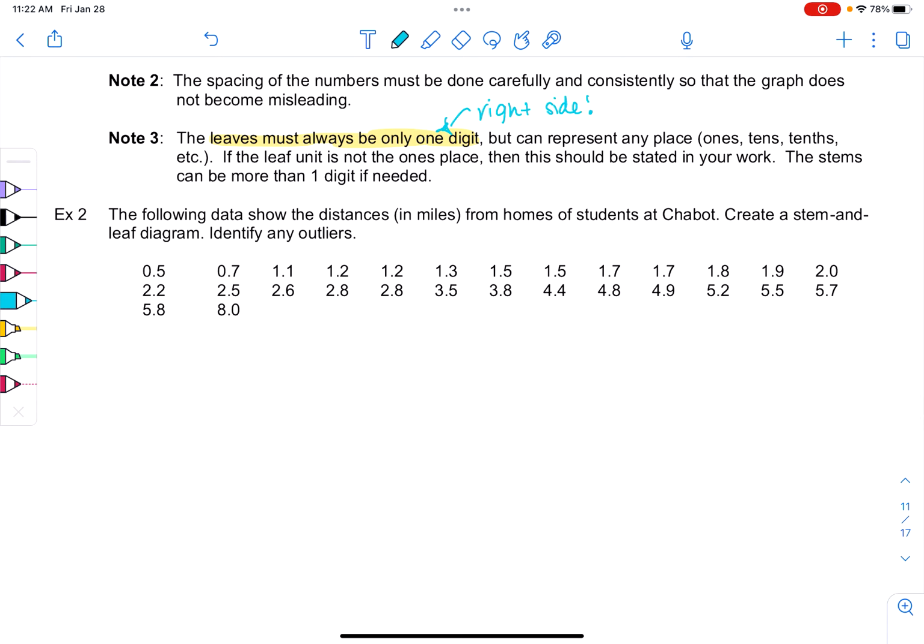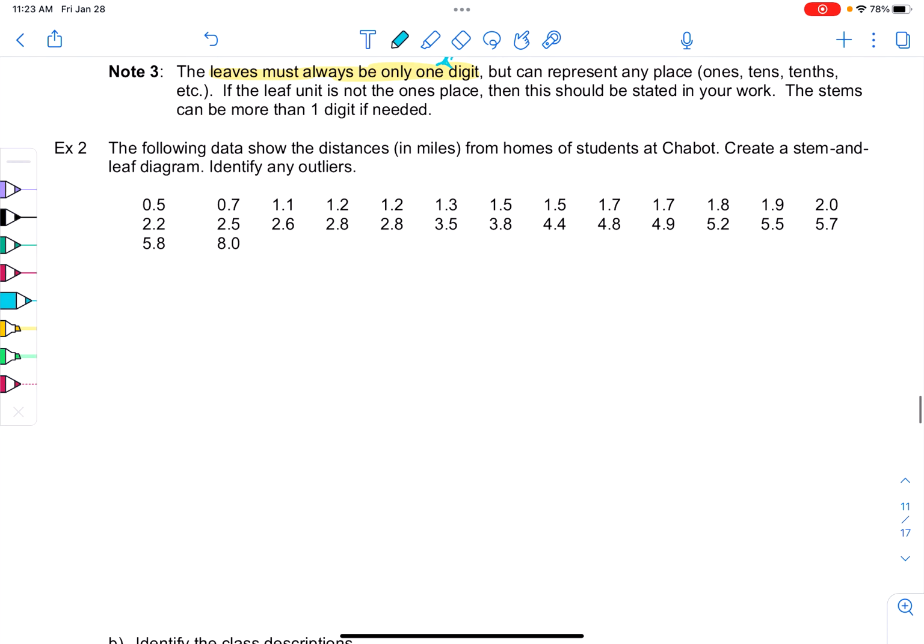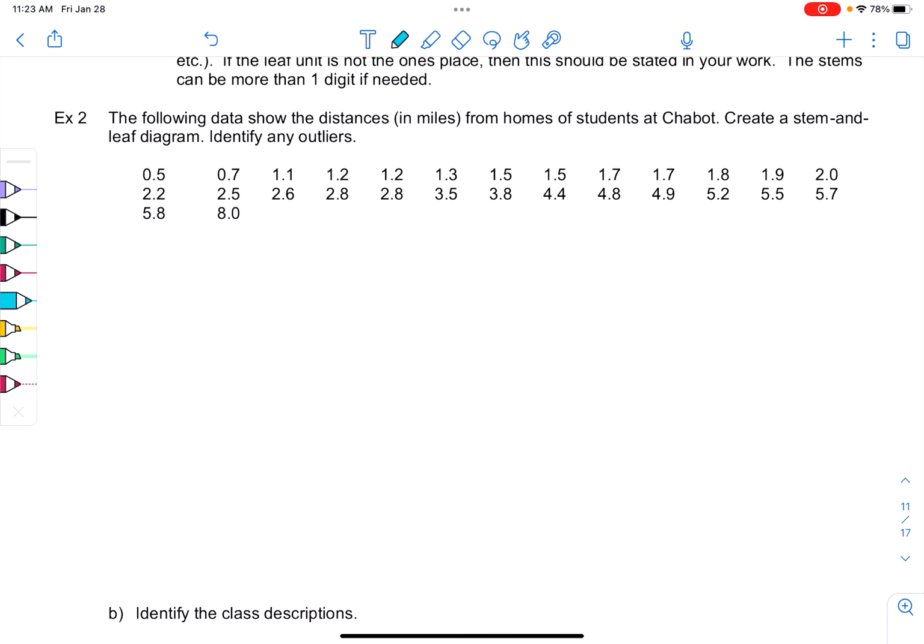So the next one, notice we have decimal places, 0.5. So our leaf will be a different decimal place. So example 2, the following data shows distances in miles from homes of students at Chabot. And we're going to create a stem and leaf diagram, and we'll identify any outliers.